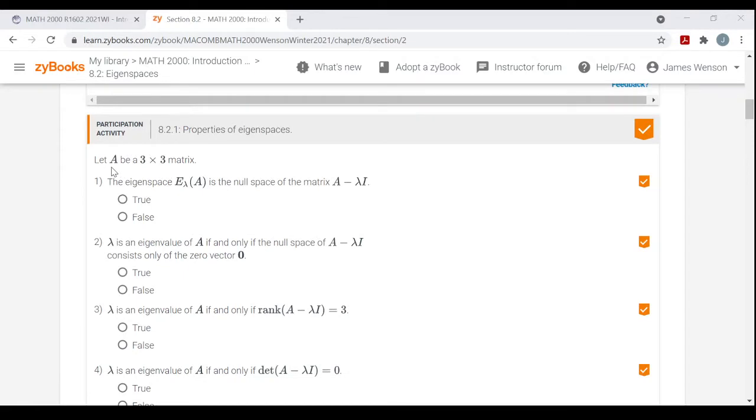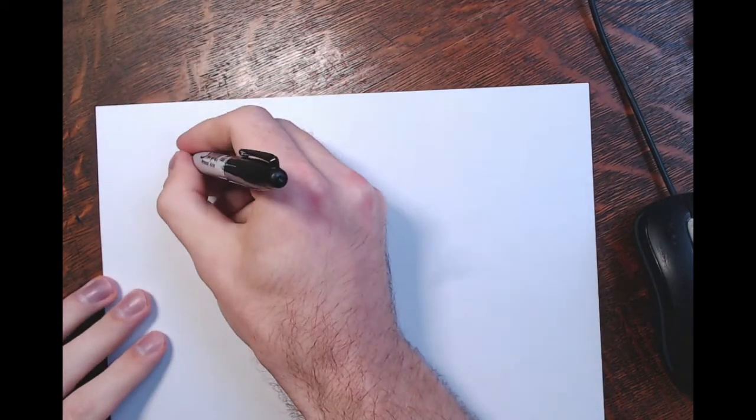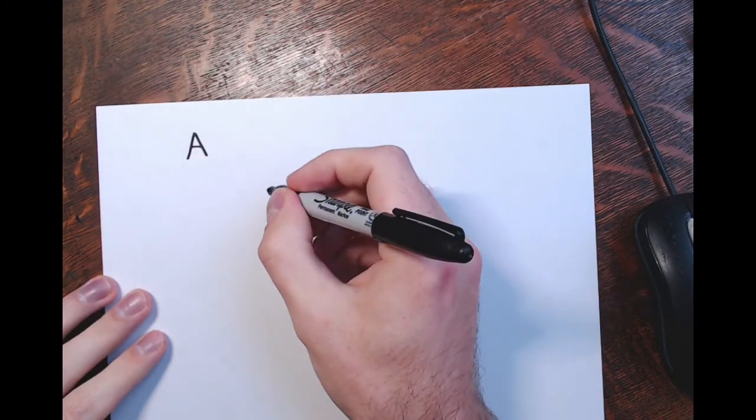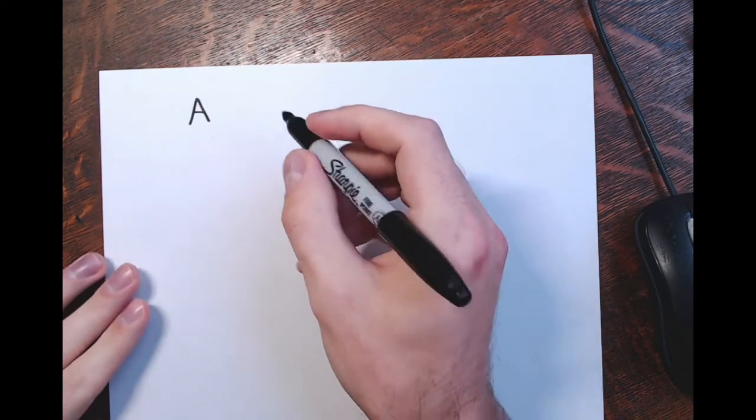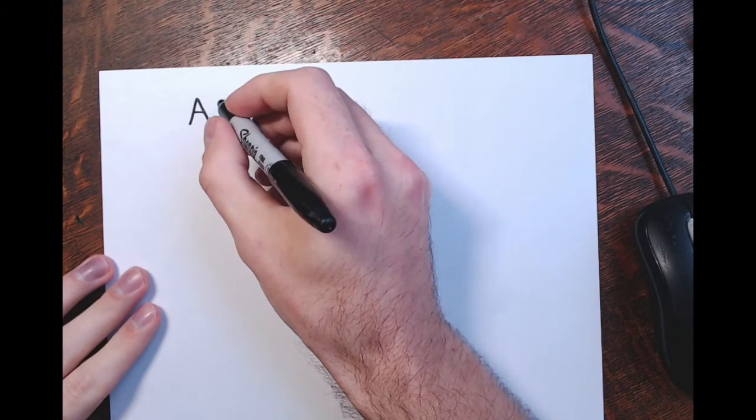So suppose A is a 3 by 3 matrix. The eigenspace of A corresponding to lambda is the null space of the matrix A minus lambda I. If you recall, I'll pull up some paper here. Remember, if we have a matrix A, and remember this was brought up in section 8.1 as well.